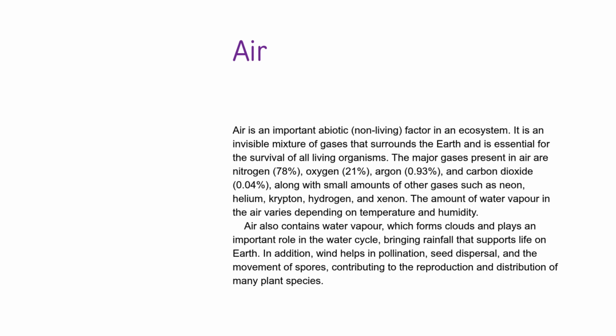Air is an important abiotic factor. The major gases present in air are nitrogen, oxygen, carbon dioxide, and argon. It also contains water vapor, which forms clouds and plays an important role in the water cycle, bringing rainfall. Wind also helps in pollination, seed dispersal, and reproduction in many plant species.